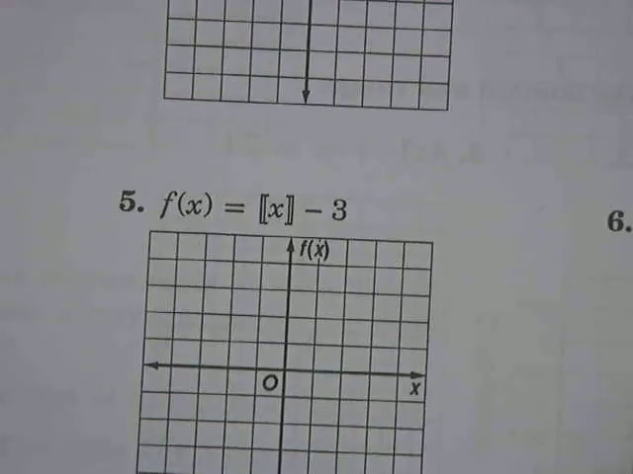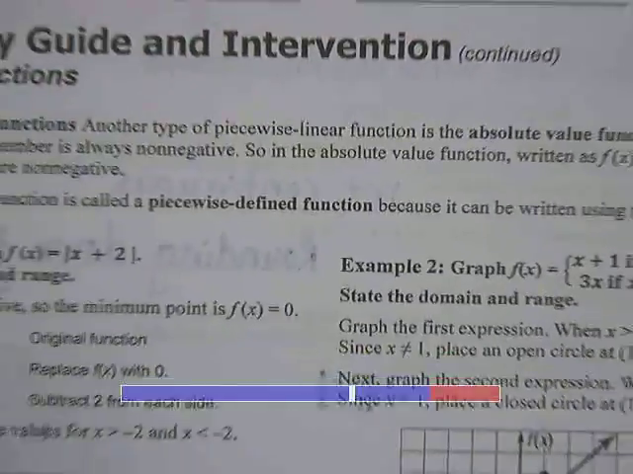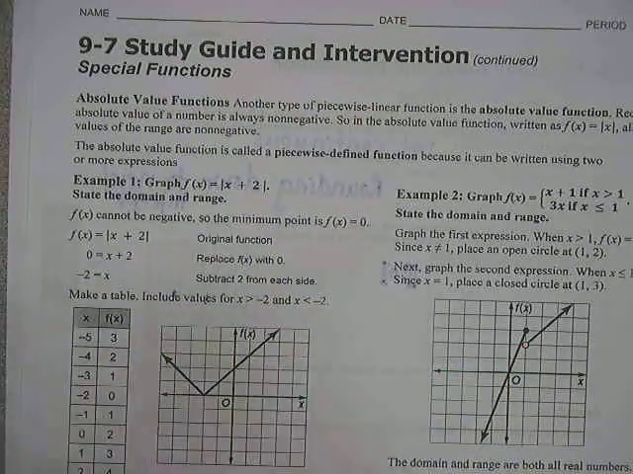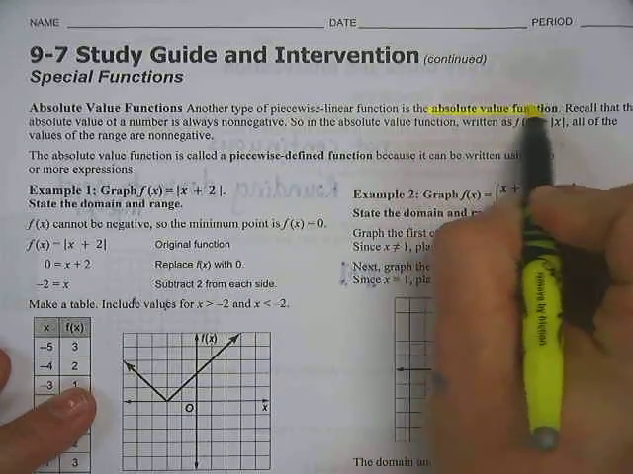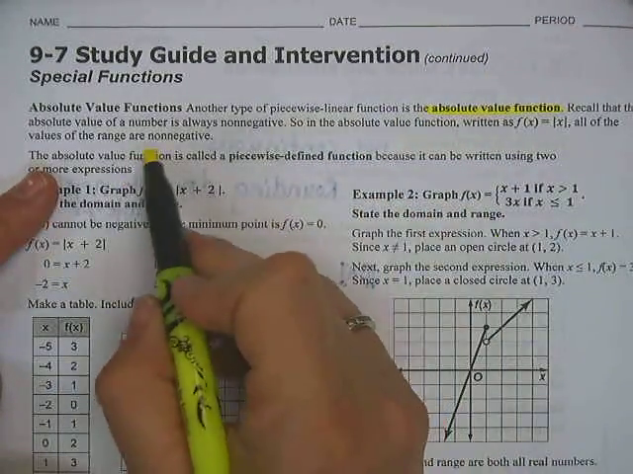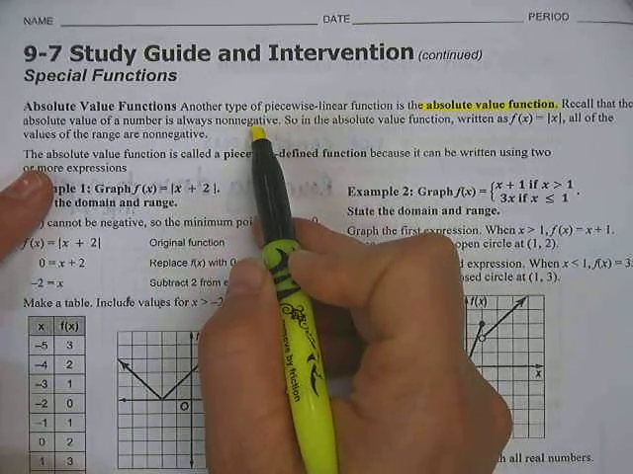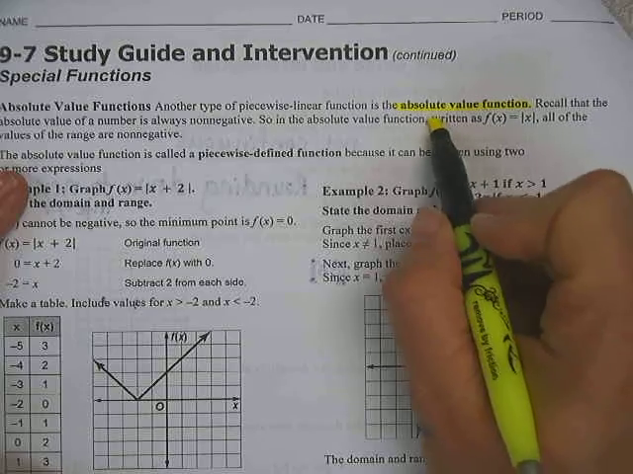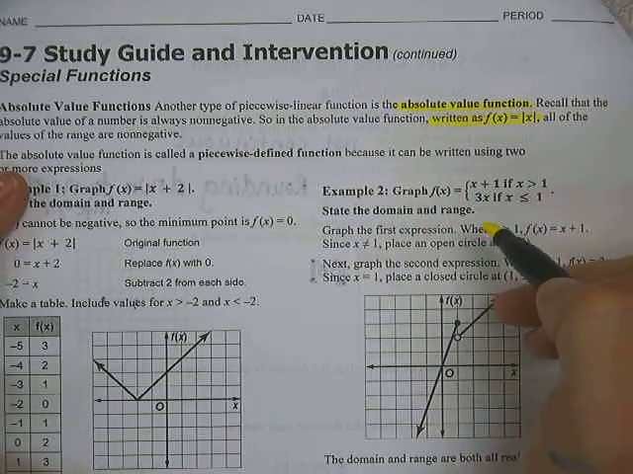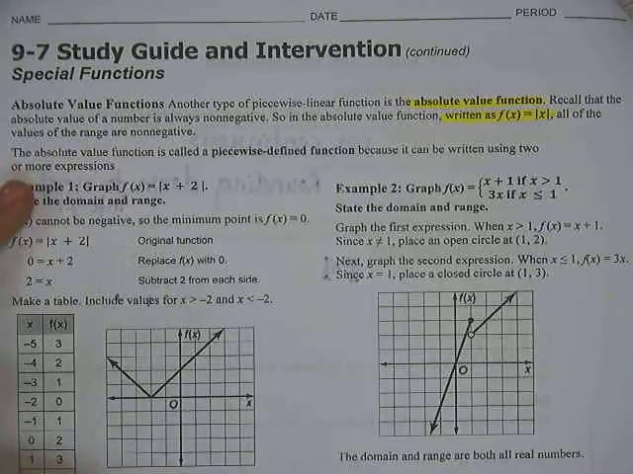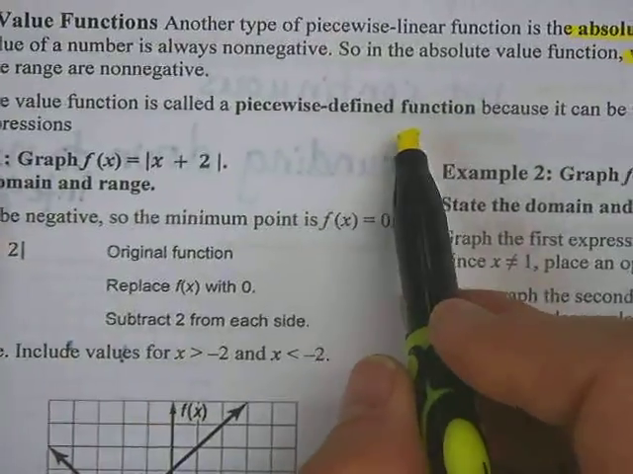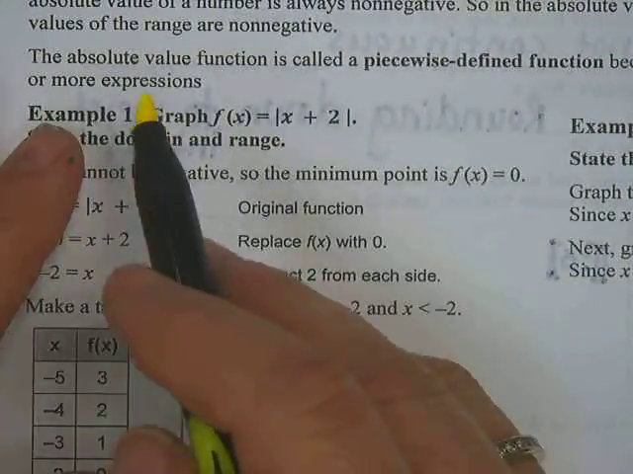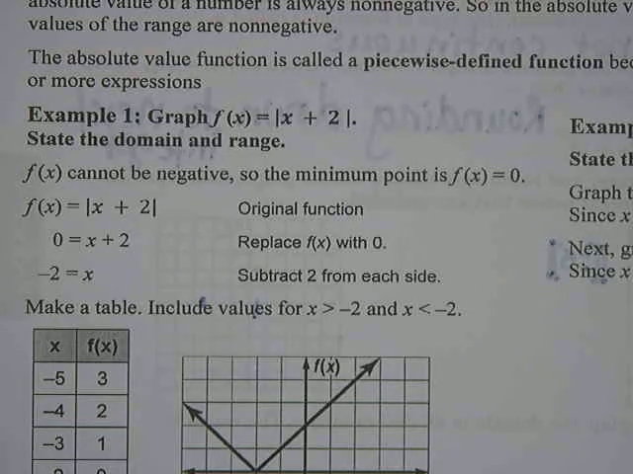Okay. All right, turn the page. And this next one we've already done. Absolute value functions are another piecewise linear function. Recall that the absolute value of a number is always non-negative. So in the absolute value function, written f of x equals the absolute value of x, all of the values of the range have to become positive. The absolute value function is called a piecewise defined function because it can be written using two or more expressions.